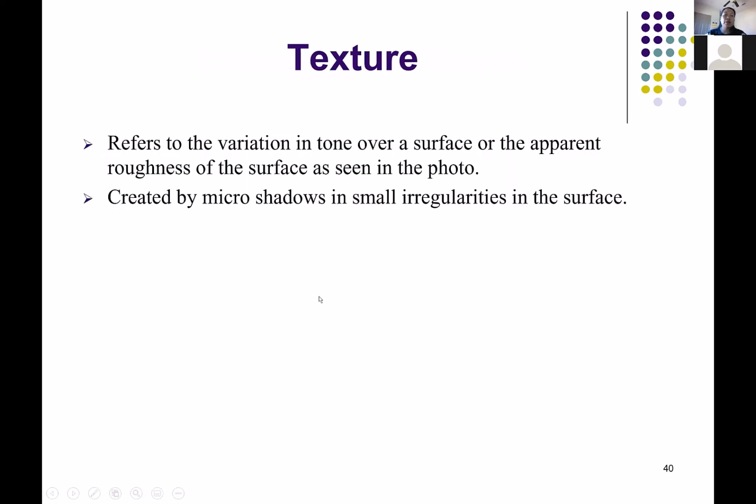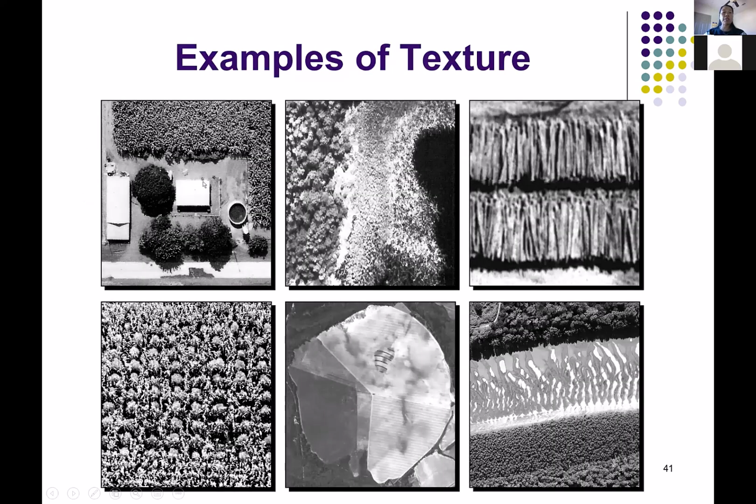And texture refers to the variation in tone over a surface or the apparent roughness of the surface as seen in the photo. It's usually created by micro shadows in small irregularities in the surface. For example, here you can see that different trees and agriculture show different kinds of texture. Texture is usually related to the alignment of the features.